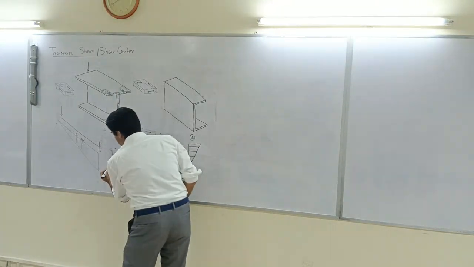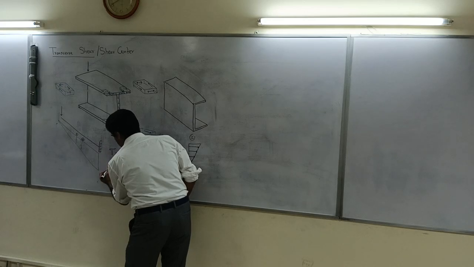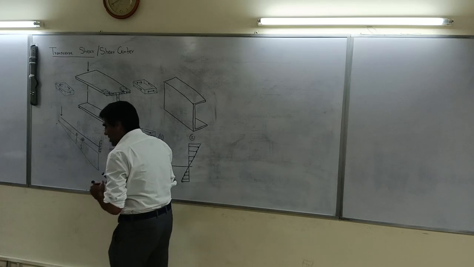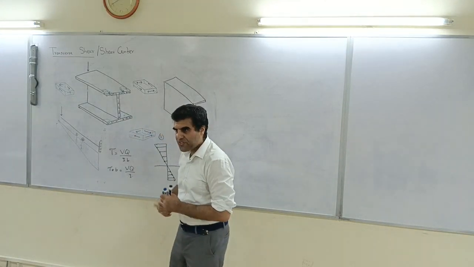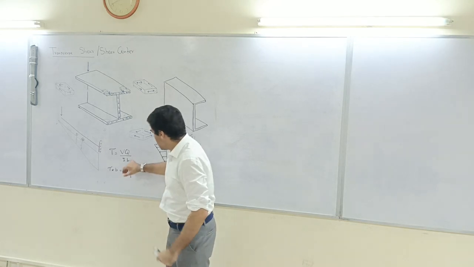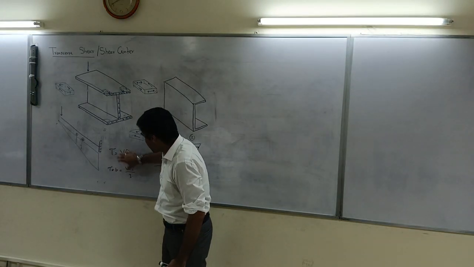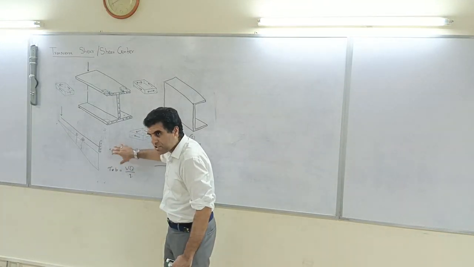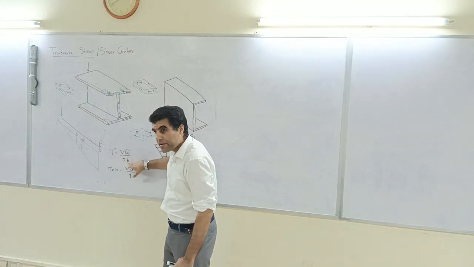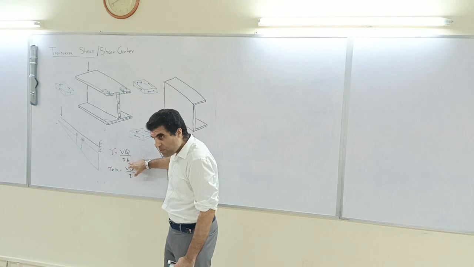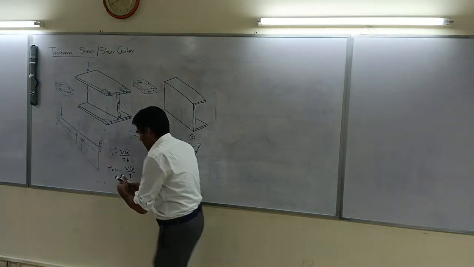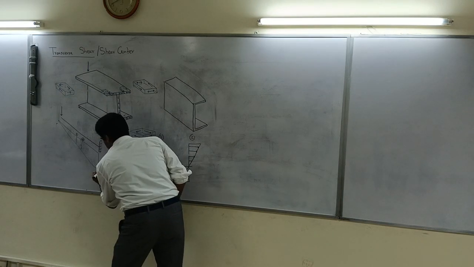You can also multiply this curve with V and you get VQ over I. So in other words, you can normalize. This tau is actually normalized based on the width B, so you can remove that dependence on width B. So this is called Q, which is a shear flow.